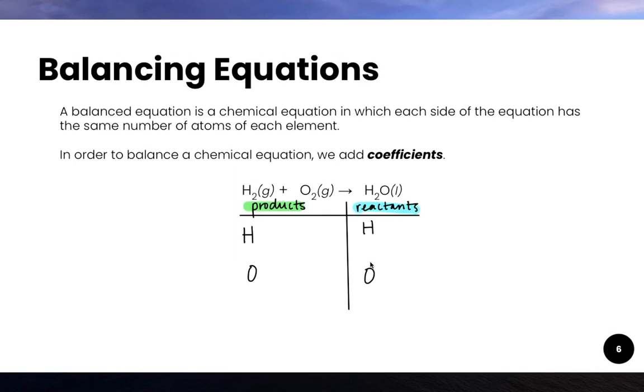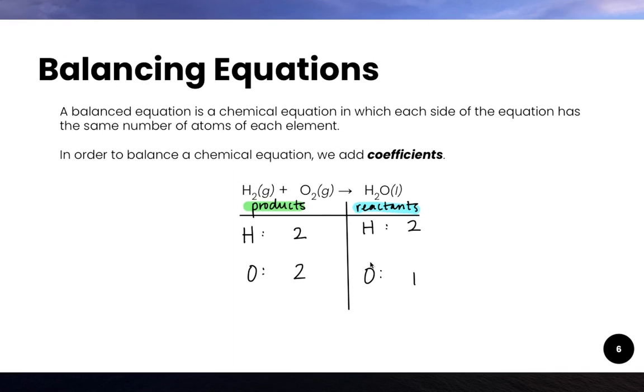And then I write down the initial amount of each atom. So there are 2 hydrogens and 2 oxygens on the left side, and on the right side, we have 2 hydrogens and 1 oxygen. So it's really easy to see right here where the issue is. And now I add my coefficient. And as I add coefficients, I change my tally.